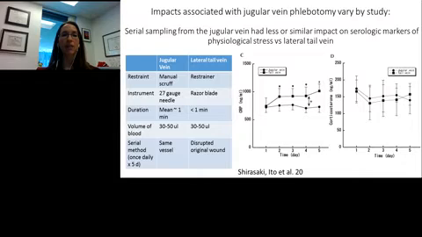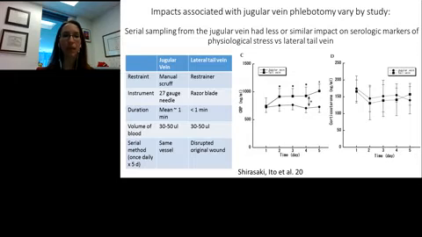Similarly, the impacts that are associated with jugular vein phlebotomy can vary by study. In the Cyano paper that we just looked at, they had anesthetized the mice for jugular vein collection, and those mice had, along with facial vein, some of the most severe changes in those metrics that they measured.